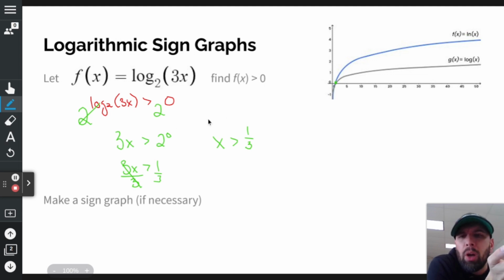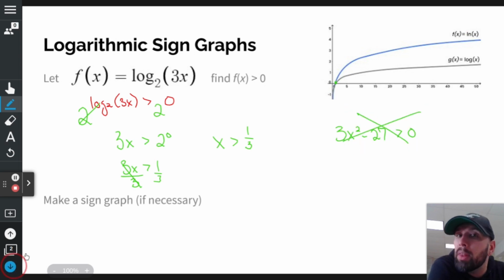If x is greater than 1/3, I don't have to look back here and worry that if I plug in a negative number, I have a log of a negative. That's not happening here. Later on, we will probably have to worry about what happens if I get a negative value. We'll take care of that. And if what we do requires a sign graph, like if this was not as simple as 3x is greater than 1, if it was something like 3x squared minus 27 is greater than 0, that's when we would have to use a sign graph. But we won't do that right now.